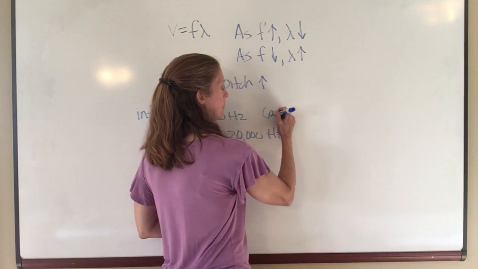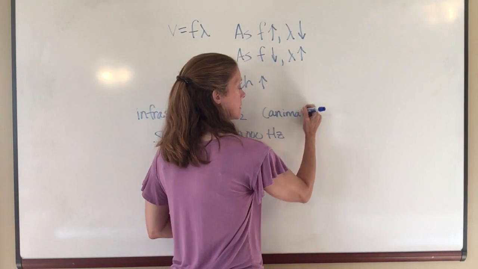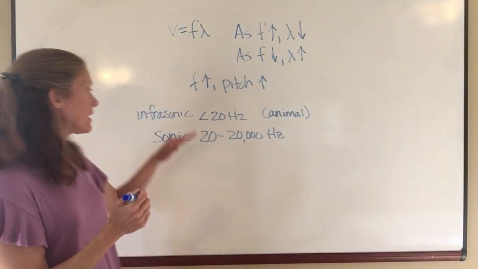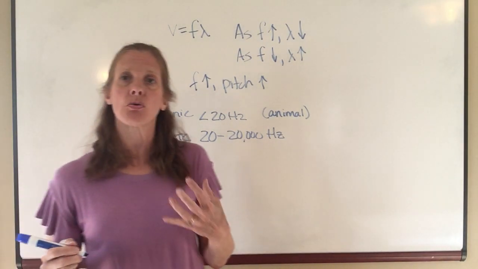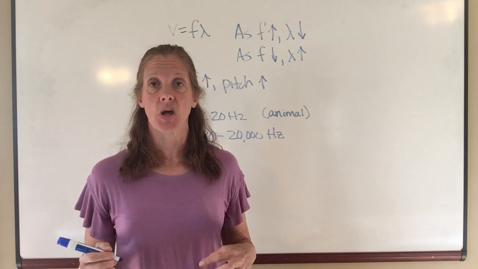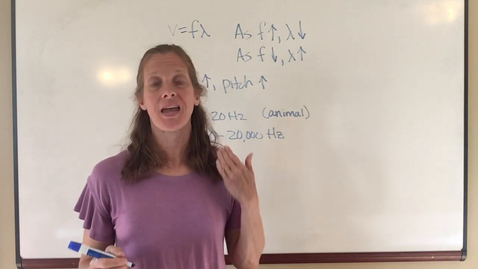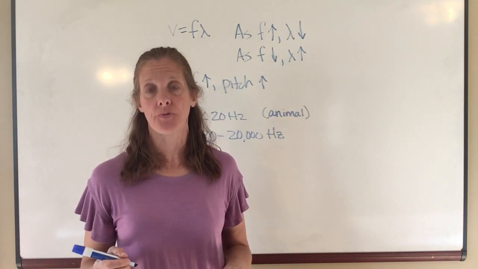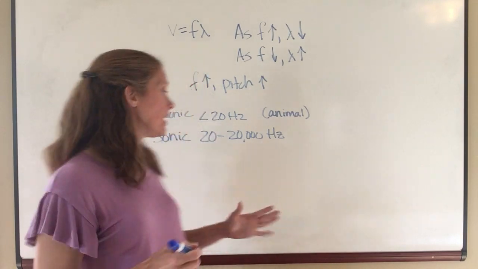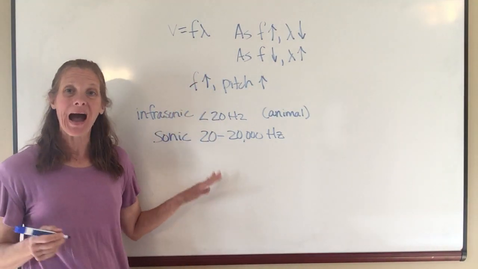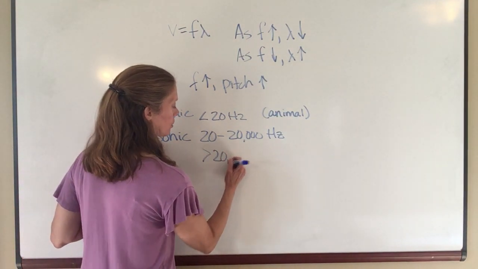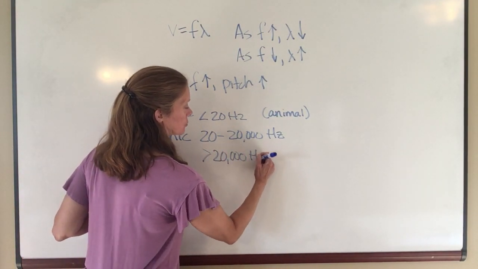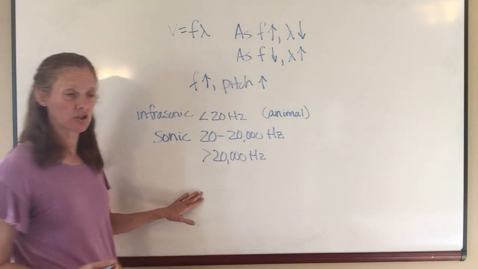And so animal sounds like an elephant's rumbling are infrasonic to us. Part of the tones of a cat's purr are infrasonic to us. They're there, but we can't hear them because the sounds are too low for us to be able to hear. There are also sounds that are higher than we are able to hear. So anything that is greater than 20,000 hertz is not possible for us to hear.